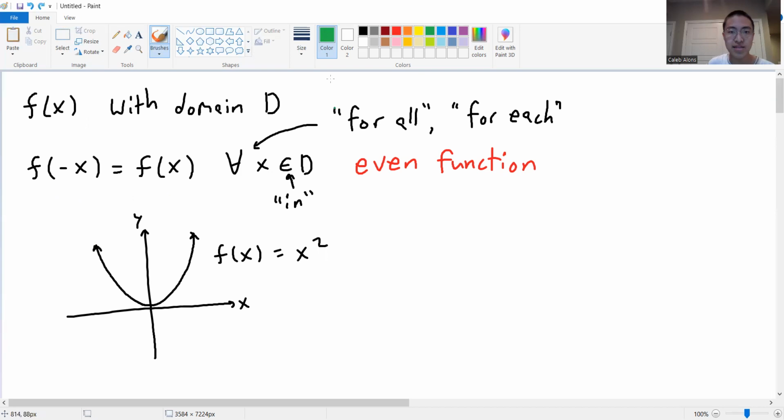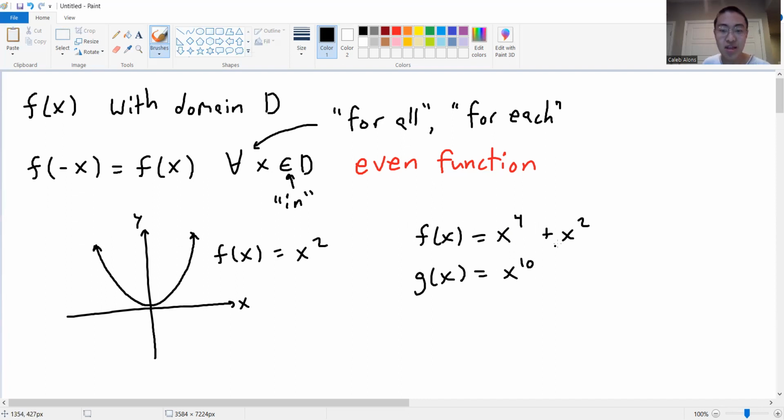I will tell you this: if you have a polynomial in which every single power of x is even, then it will also be an even function. That's kind of an easy way to go about it, which means we can automatically know that functions like x to the fourth power, and we could add x squared on there, or if we had a different function, g of x, and this was x to the even, like, say, the 10th power, a larger power, and some other things on here.